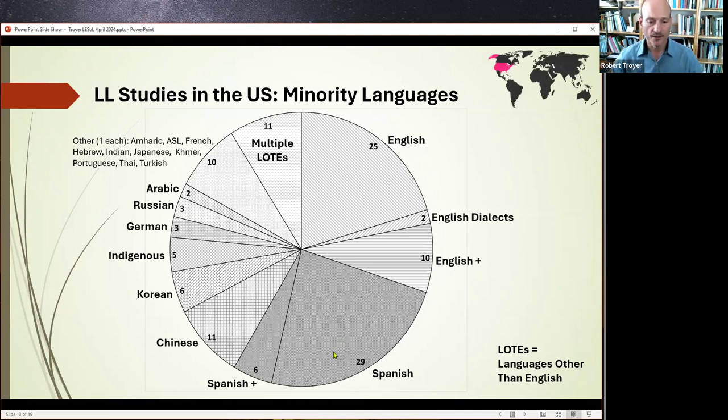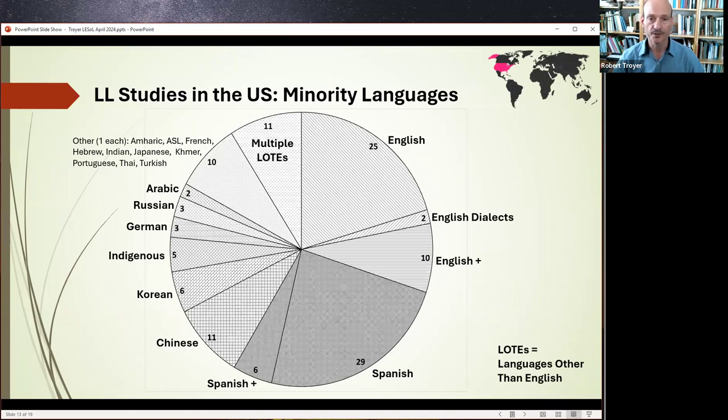On the other hand, there were almost as many articles, 35 articles, where the focus was on Spanish and looking at the role that Spanish plays in the linguistic landscape in the United States. So even more studies focused specifically on Spanish than predominantly on English. And then Spanish plus other languages, a few more. I think this is an accurate reflection of the linguistic situation in the United States, where Spanish is by far the most common second language in the U.S.